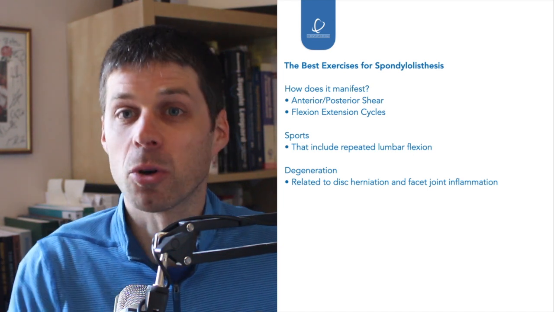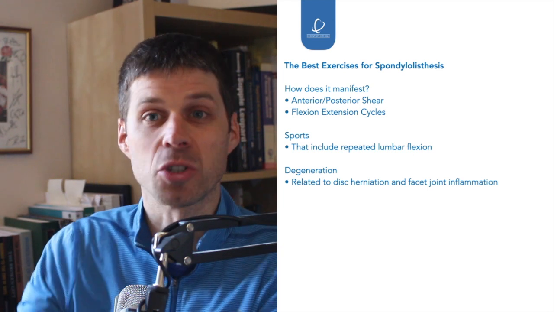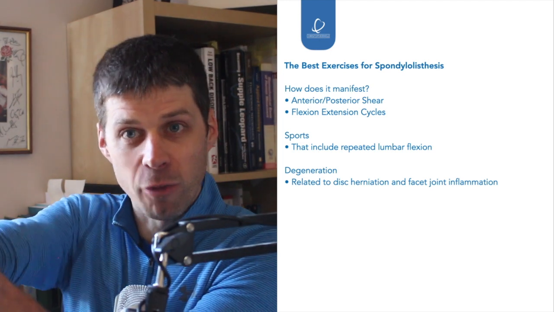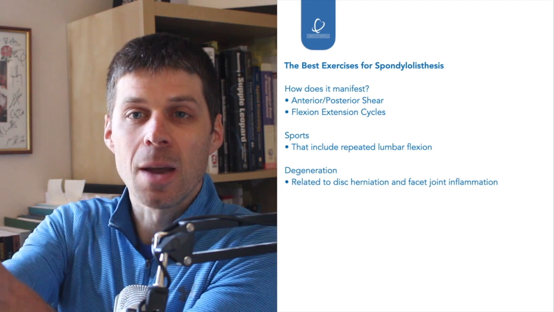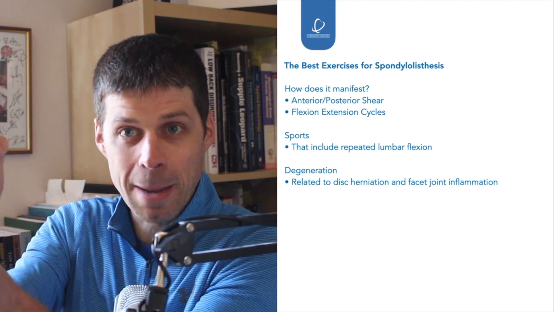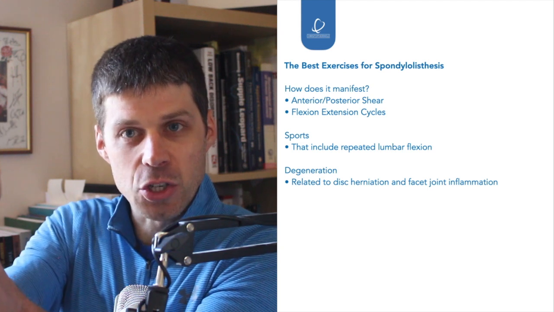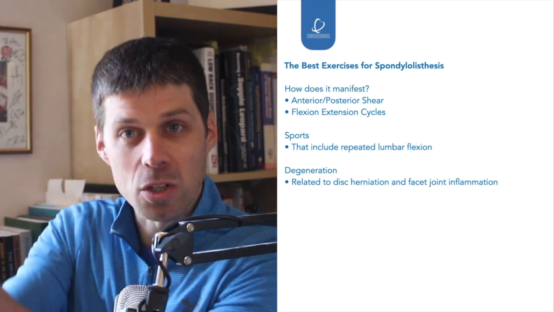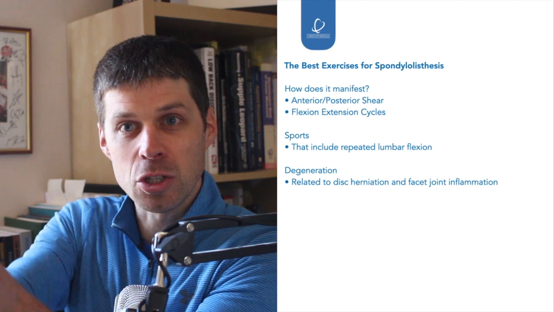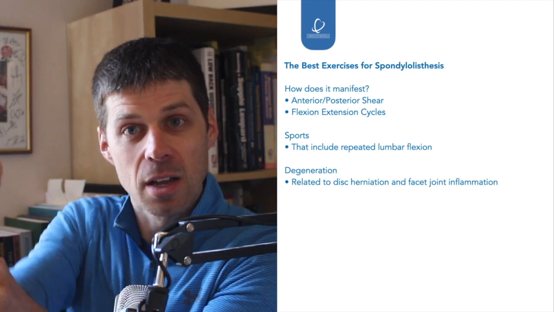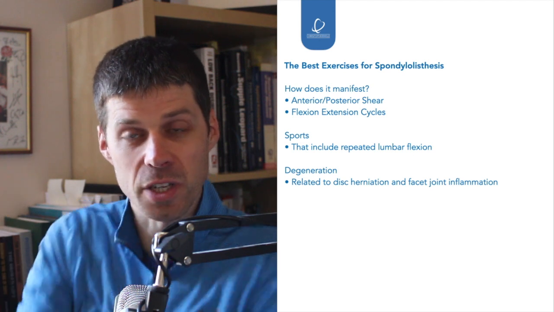Now, what is the anterior-posterior shear? Well, anterior shear forces are pulling the vertebra forward to slip. Posterior shear forces are pulling it backwards to slip the other way. What we want are these neutral forces, because what's happening all the time is the vertebra is being pulled in all these different directions: lateral shear forces, anterior-posterior shear forces.